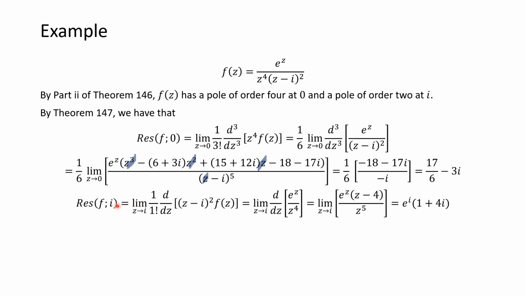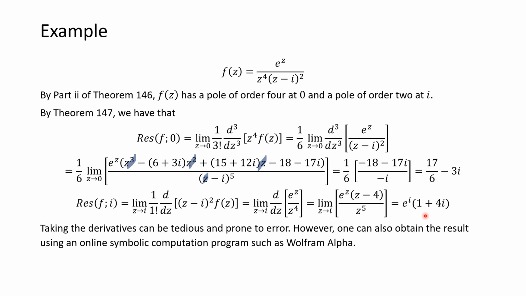Then we do the other residue at i. We take the derivative of (z minus i) squared times f of z. You get e to the z over z to the fourth. You take the derivative of that and plug in i. And I did some simplifications, and you get e to the i times (1 plus 4i). And just as a hint, you can do some of these derivatives via symbolic computation programs like Wolfram Alpha. There's a few other ones that'll do that, and so that'll help move things along. The main idea is to get the result here, and these derivatives can get quite tedious and error prone.